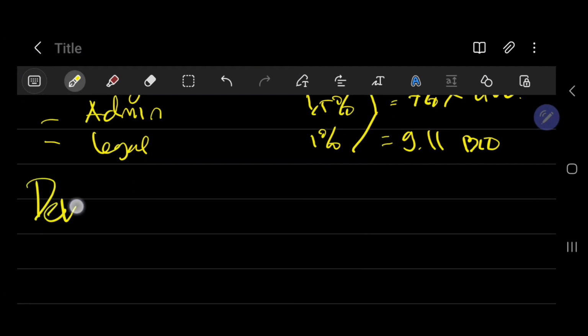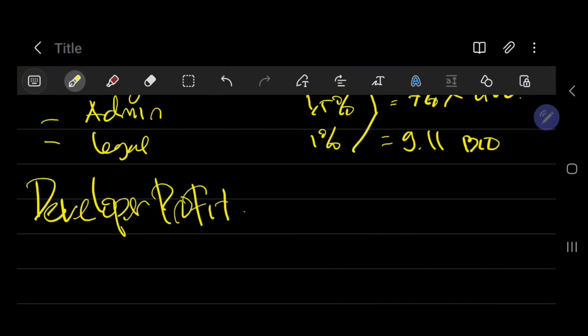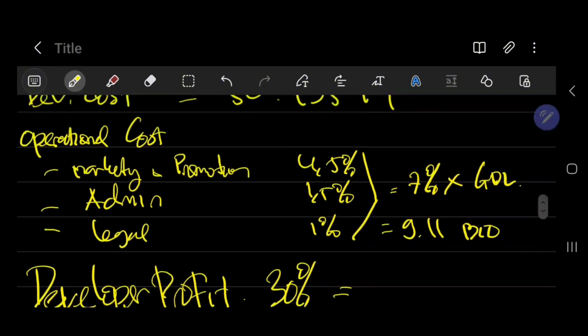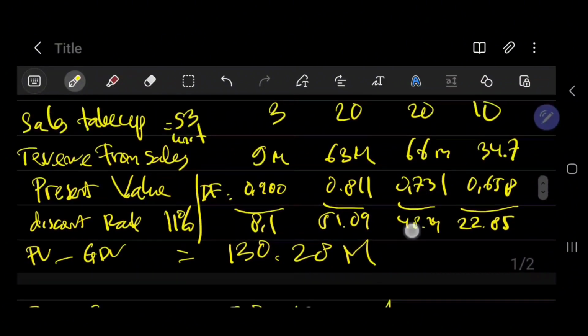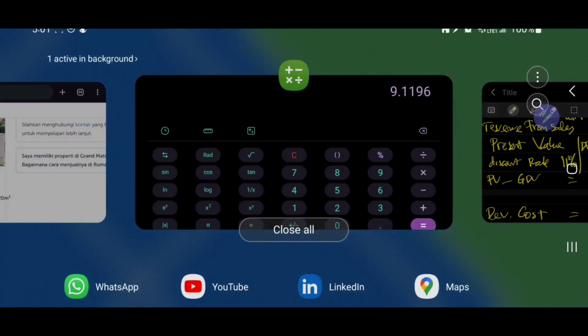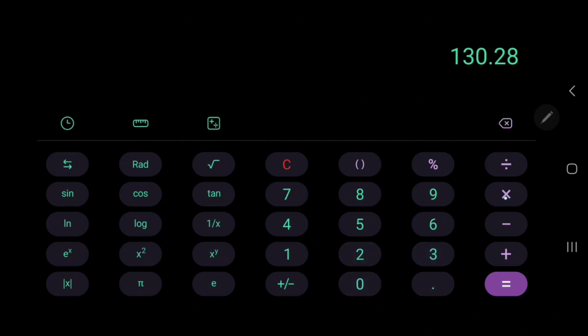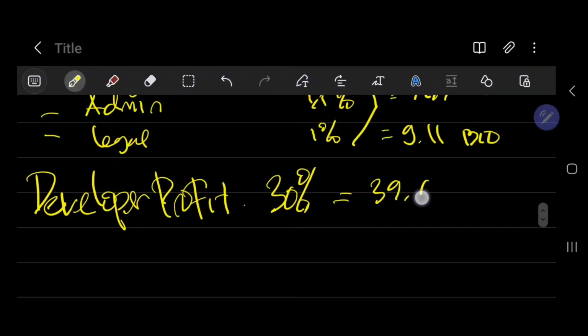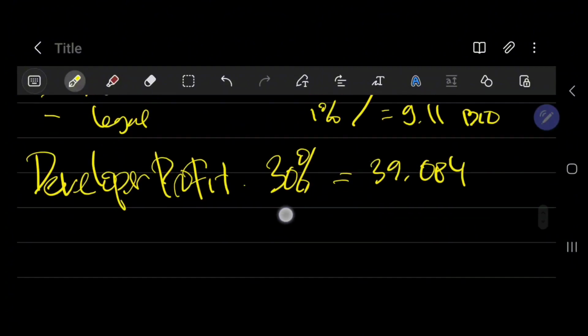So next, what is also most important is the developer profit. Usually developer profit for landed house is around 20 to 30%. Let's assume 25%, or it's better, yeah, we put 30%. So we do more conservative. The developer wants to have a bigger profit, so use 30%. Okay, so 30% from the gross development value is 130.28 multiplied by 30%, 39. Okay, 39 billion for the developer profit.